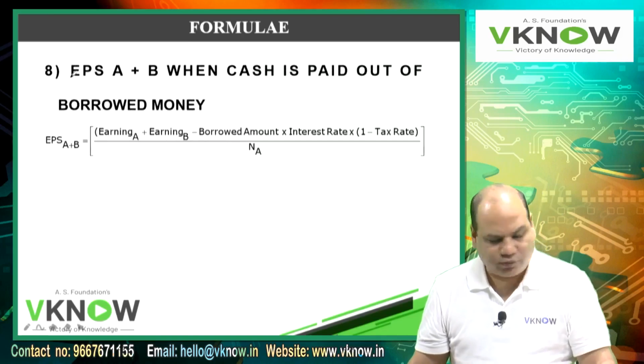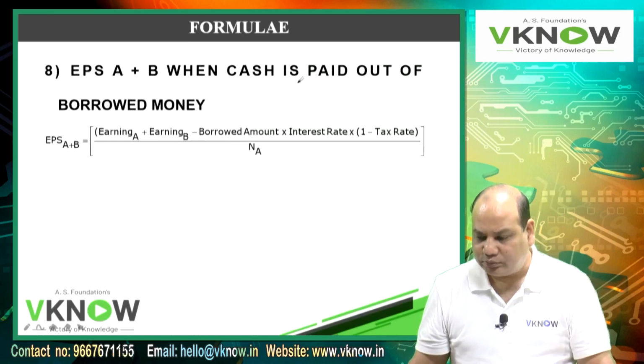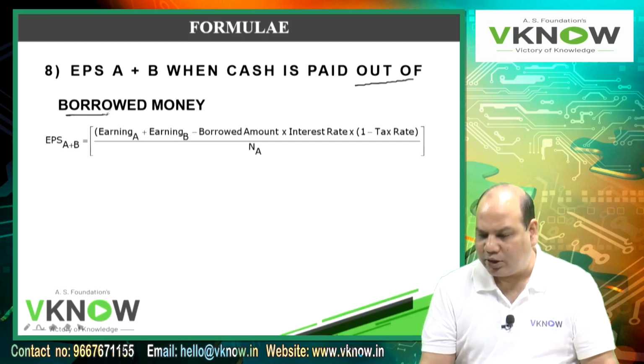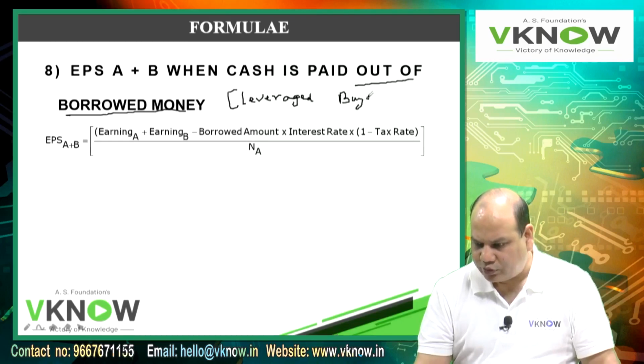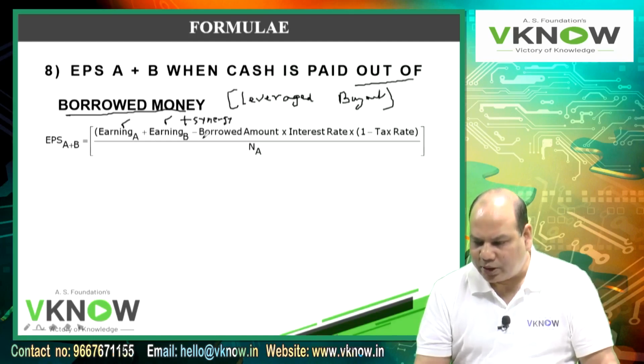Next paragraph, formula number 8. Post merger EPS when cash is paid out of borrowed money. This is called leveraged buyout. And in some recent exam, there was a question on this leveraged buyout. So what I'll do, I will take earning of A plus earning of B and plus you also mention synergy. These three things will be there, minus.